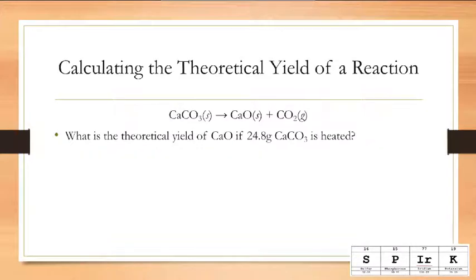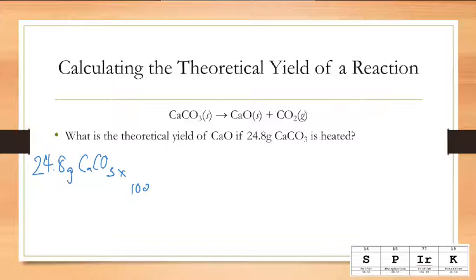So now we can calculate the theoretical yield. What's the theoretical yield of calcium oxide if 24.8 grams of calcium carbonate is heated? So this is just our typical stoich problem. We're starting with 24.8 grams of calcium carbonate, and we want to see how many grams of CaO should be produced.